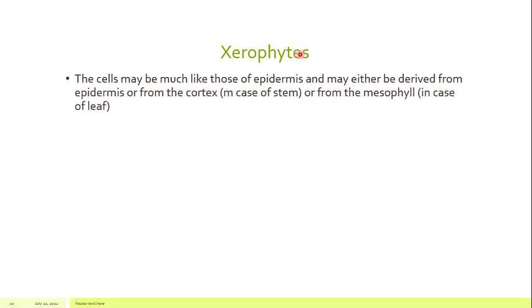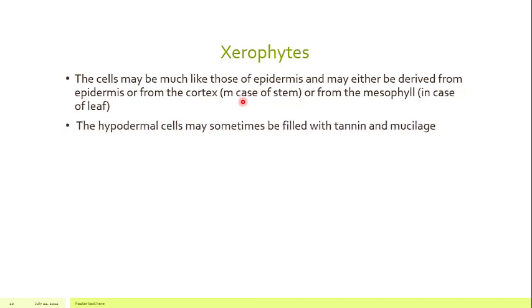The cells of the hypodermis are much like those of the epidermis. They may be derived from the epidermis, or from the cortex in the stem, or from the mesophyll in the case of leaves. So we are talking about the origin. The hypodermal cells may sometimes be filled with tannin and mucilage, which function to reduce water loss.